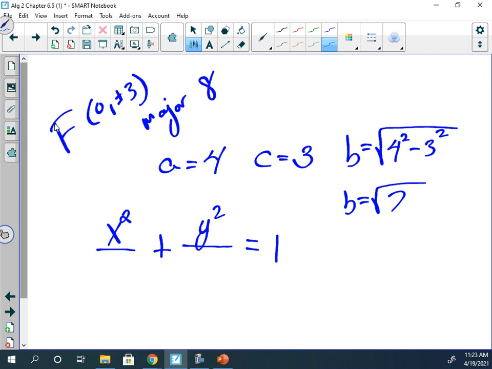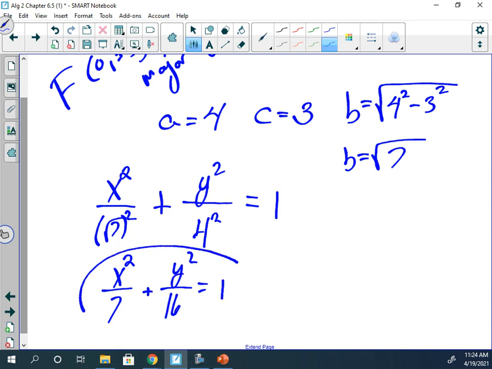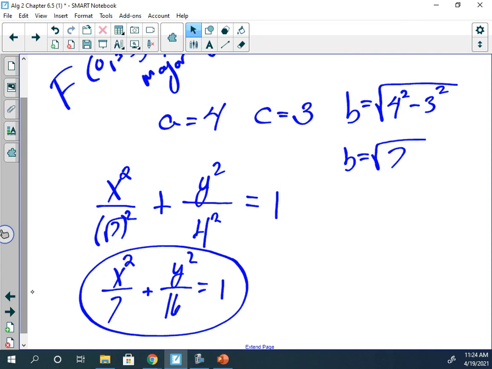Now, a is going to go where? Because now our focus is straight up and down, because the focus is always going to go in line with the major axis. Because on the last one where we saw the two focus points and the major axis were all in line, here it's going up and down. So that means our square root of 7 squared will be with x. So if we simplify this here, we'd have x squared over 7 plus y squared over 16 is equal to 1.